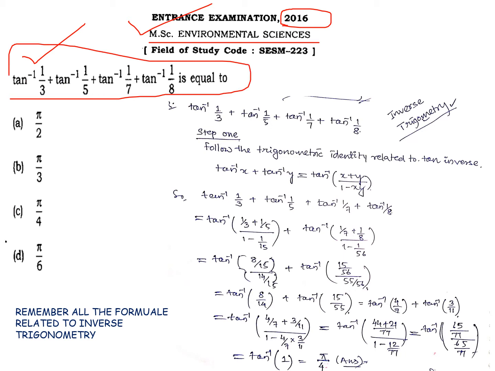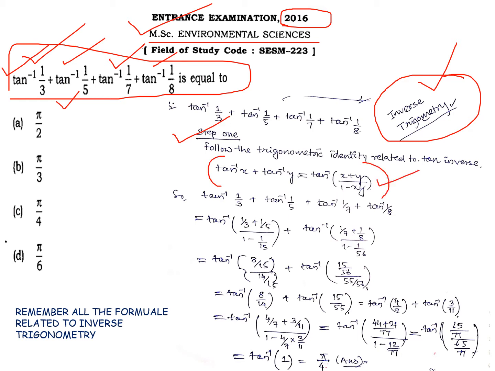The first question is given that tan inverse 1 by 3 plus tan inverse 1 by 5 plus tan inverse 1 by 7 plus tan inverse 1 by 8. According to this question, we have to know all the inverse trigonometry formulas that are in the class 12 mathematics. So what do you do in this question? First of all, you should write that trigonometry formula that should be used for solving this equation: tan inverse x plus tan inverse y equals tan inverse of x plus y upon 1 minus xy.